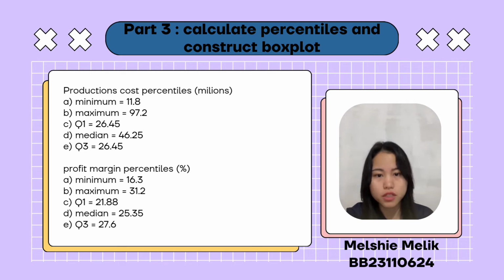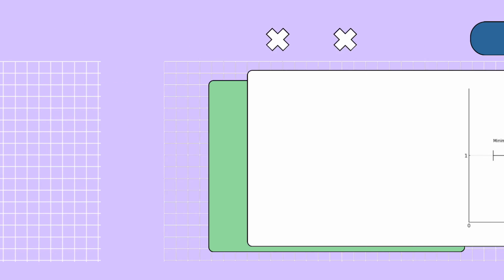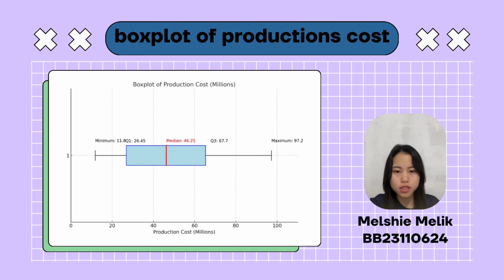As for the profit margin percentiles, the minimum value is 16.3 and the maximum value is 31.2. Quartile 1 is 21.88 and quartile 3 is 27.6. For the median, it is 25.3. We'll talk about the production cost box plot and profit margin box plot.